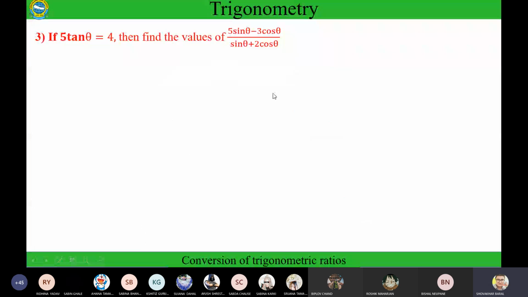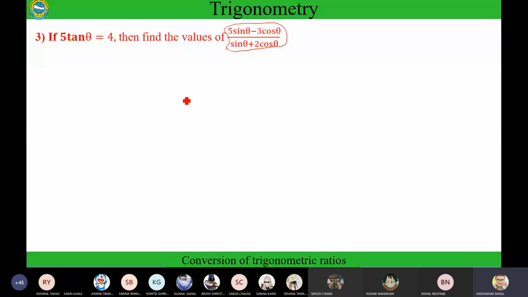Okay, if 5 tan theta is equals to 4. Sometimes the question may be asked in this way also. We have to find the value of some expression if the value of one trigonometric ratio is given. This is some complex trigonometric term here. It has subtracted, multiplied, and divided. All the algebraic operations are here. So we will use this to find the value of this expression.